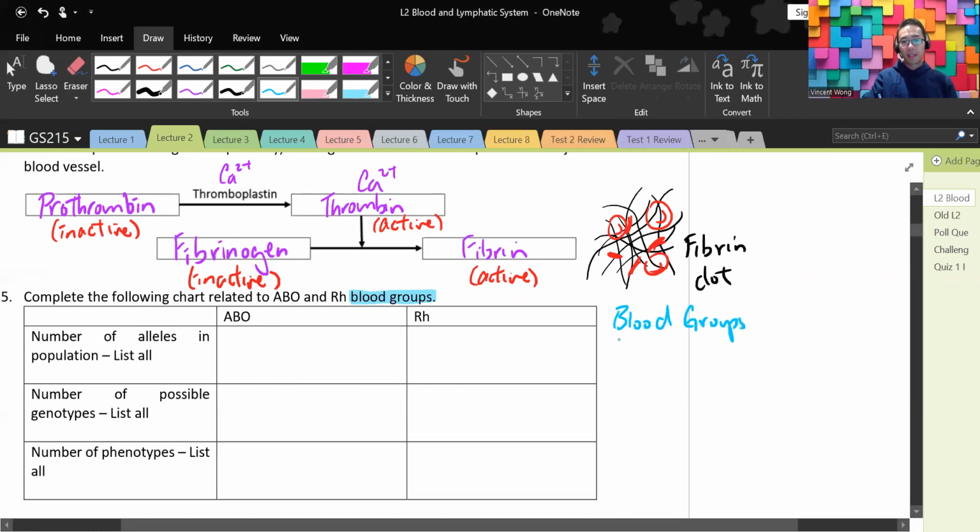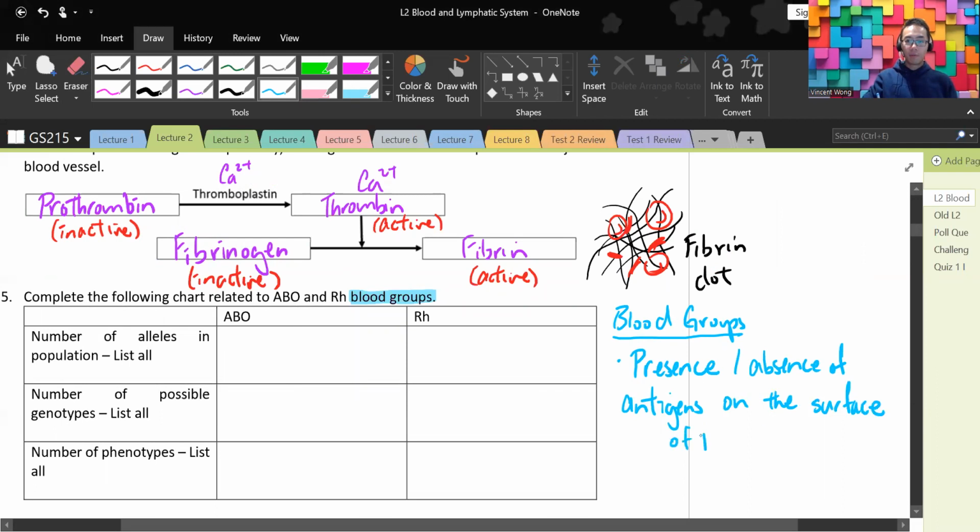Blood groups are the presence or absence of antigens on the surface of red blood cells. And Hammer said group type AB. Yeah, so A and B is just one of the blood groups. There are many different blood groups. I think they found like 42 or something now.